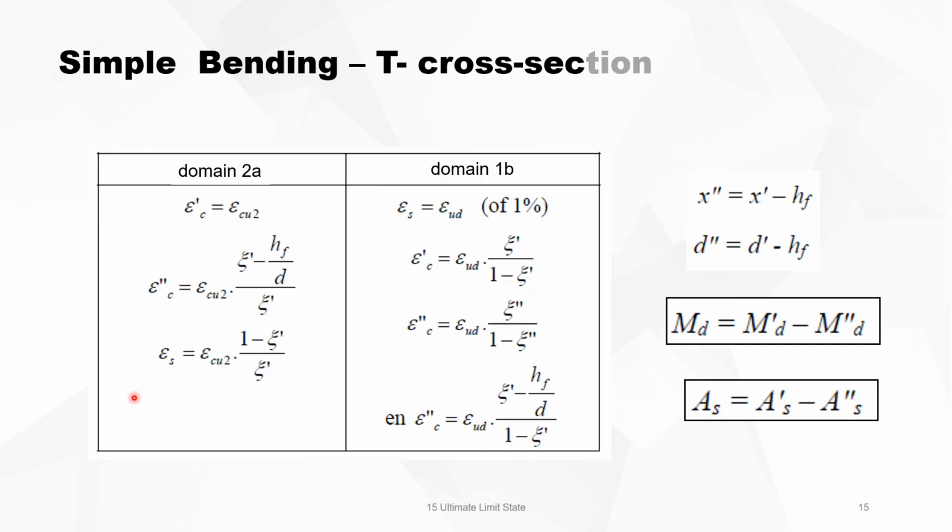But you must be careful because you don't know the domain where you are working in, but it's simple bending. So, either you are in domain 2A or you are in domain 1B. It's one of the two. And then you just, for the bending moment, you subtract the 2, and for the reinforcement, you subtract the 2.